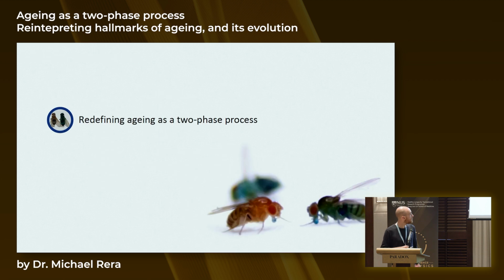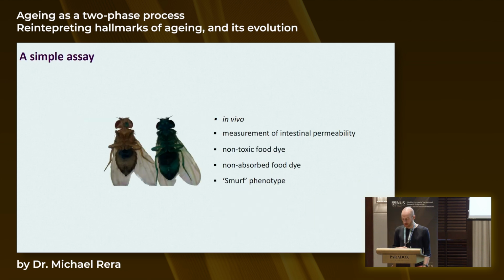individuals. But what if instead of having this continuous and progressive vision of aging, you could actually redefine it as a discontinuous process? And so this is based on a simple assay I developed about 15 years ago when I was a postdoc, which is an in vivo measurement of intestinal permeability that is relying on the use of a non-toxic and non-absorbed blue food dye.